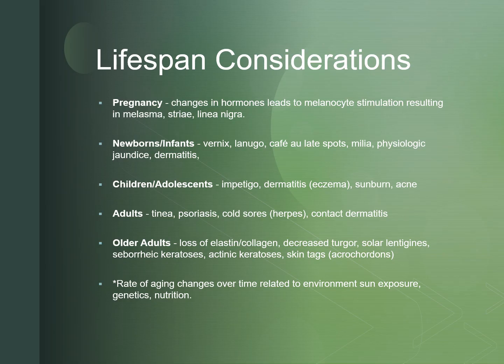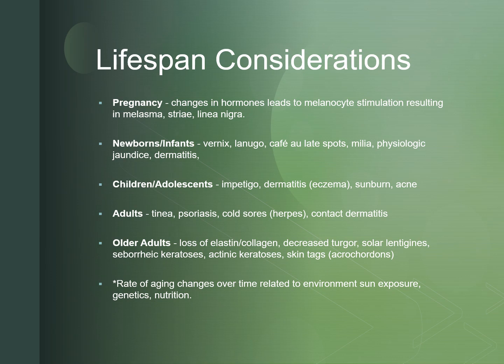Newborns or infants, so newborn skin can look very different, and that's normal. Common findings, vernix, which is that white creamy coating once they first come into the world. They can also have lanugo, which is fine hair, milia, tiny white bumps, even physiologic jaundice, and many of these resolve on their own. Children and adolescents, in this group, we start to see more infectious and inflammatory conditions like impetigo, eczema, sunburn, and acne. Hormonal changes during adolescence drive a lot of these findings.